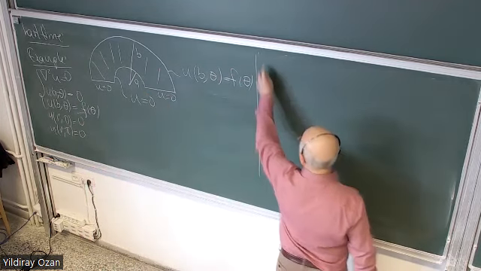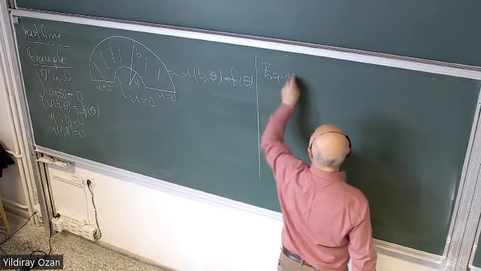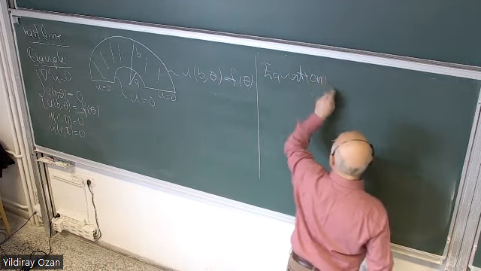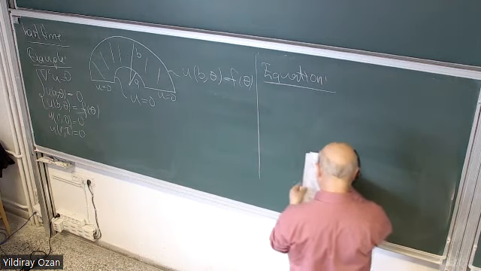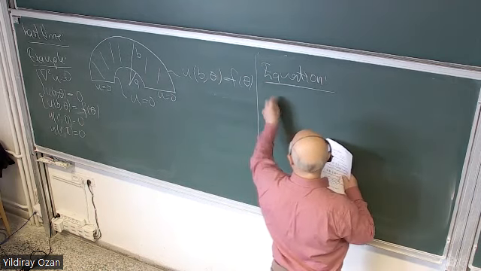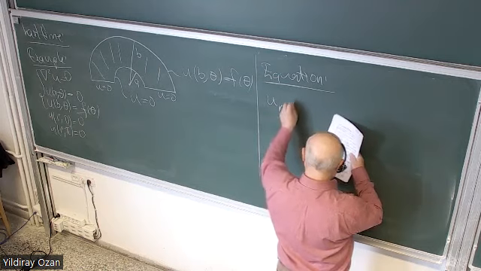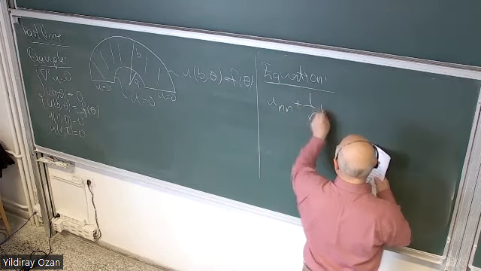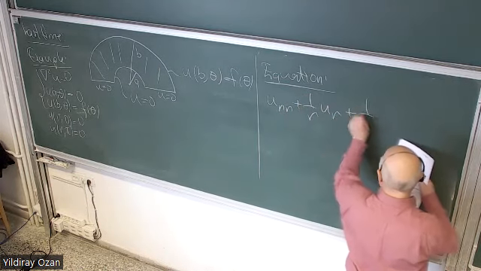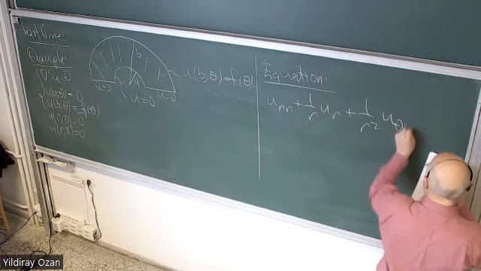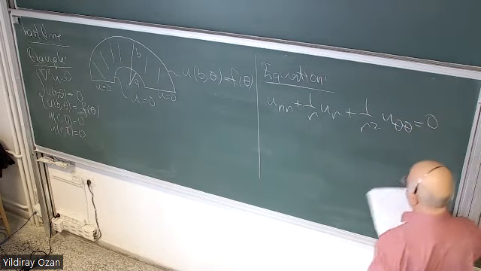So our equation in polar coordinates is what? It was this gadget, right? U sub r r plus 1 over r u sub r plus 1 over r squared u sub theta theta is equal to 0.